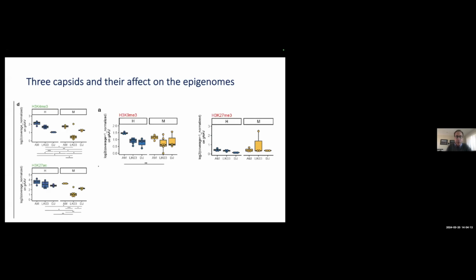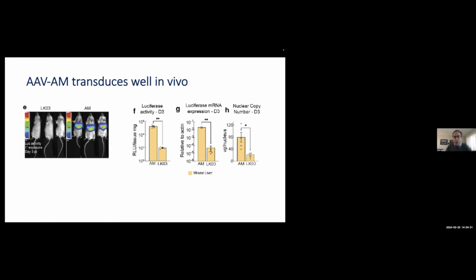And this is just showing you the data for 3 different capsids: AM, LKO3, and DJ. And as I've told you, the expression appears to correlate with the concentration of the permissive histone marks. And this also occurs in vivo as well. If you look at LKO3 injected mice versus AM injected mice, you can see that there's almost no luciferase expression with LKO3, but with AM, we get very robust expression.